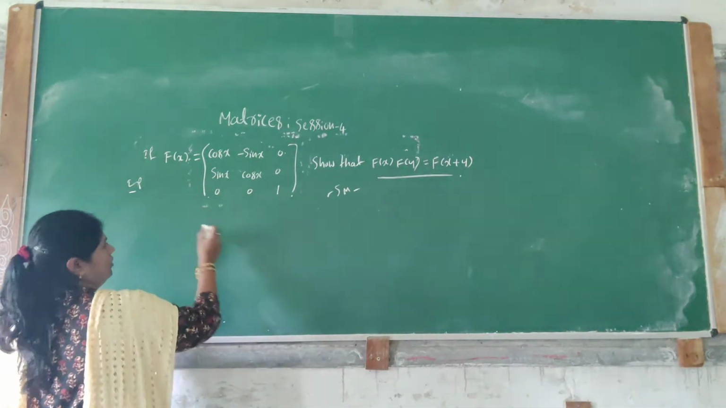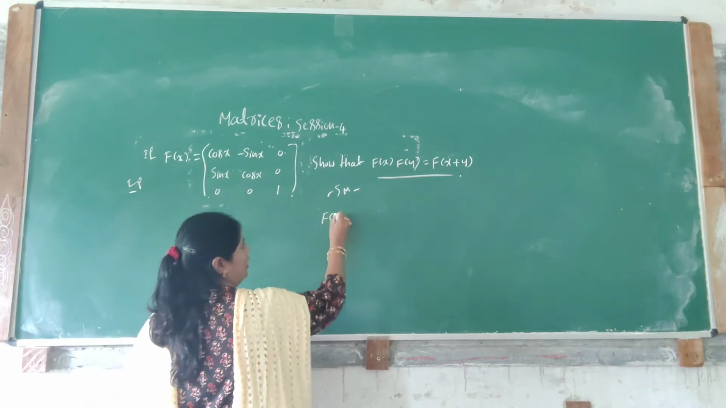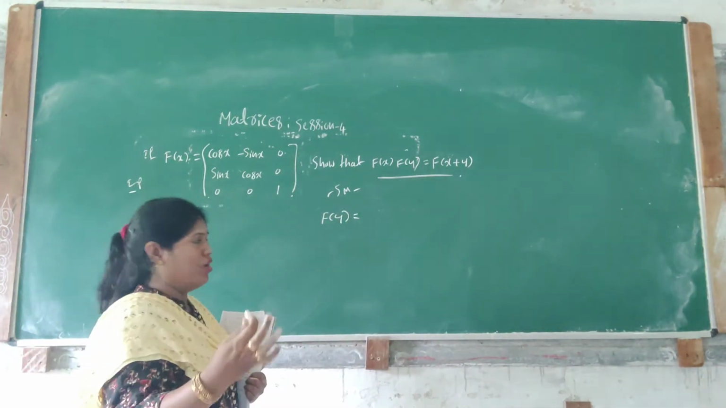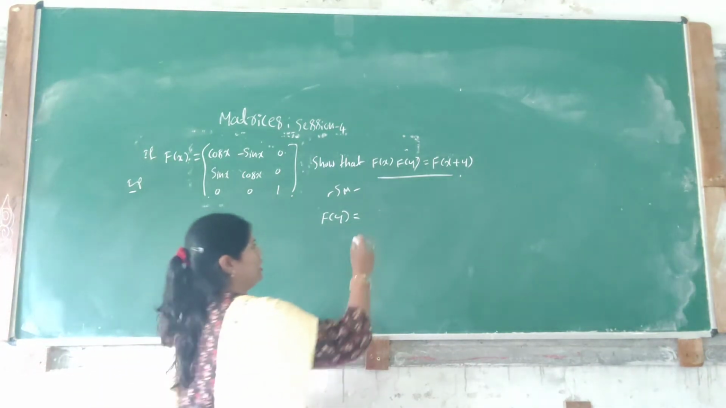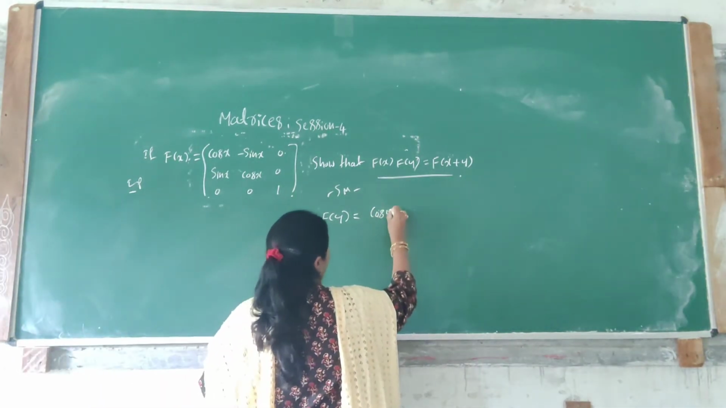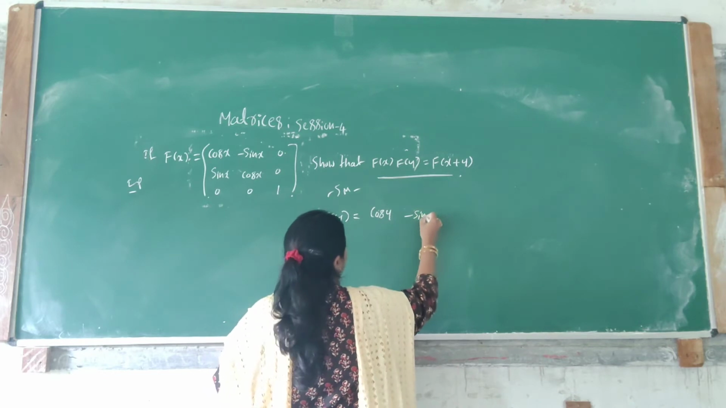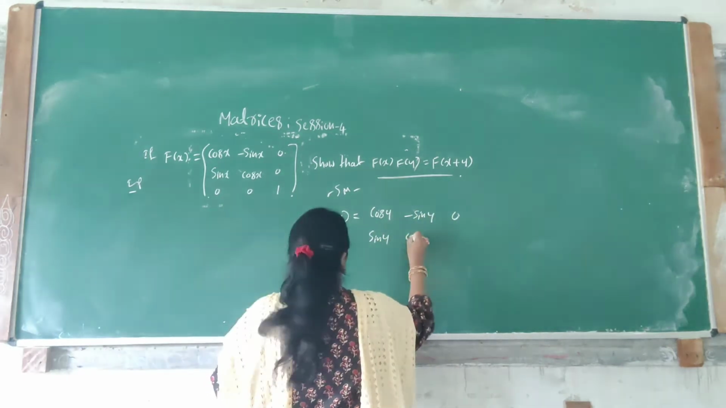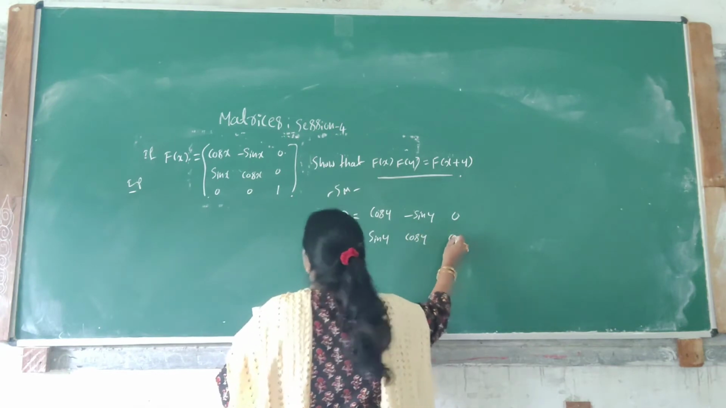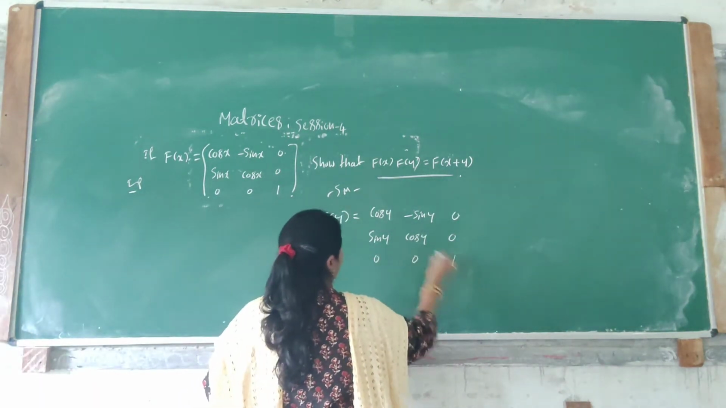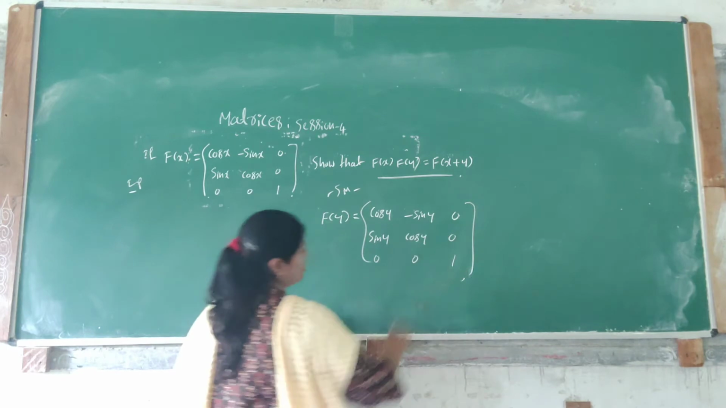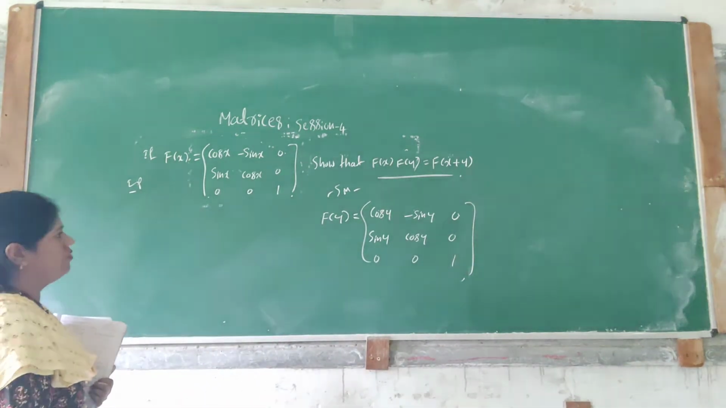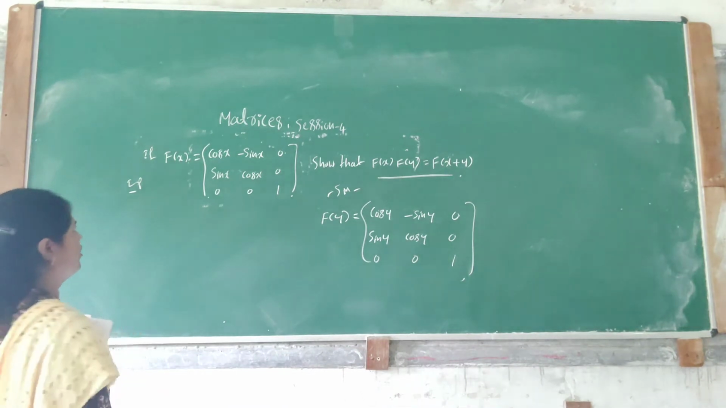What is f of y? We have to write in terms of y only. The given matrix is there, no? We have to change the variable. Cos x will become cos y, minus sin y, 0; sin y, cos y, 0; 0, 0, 1. Okay, variables we have to change.